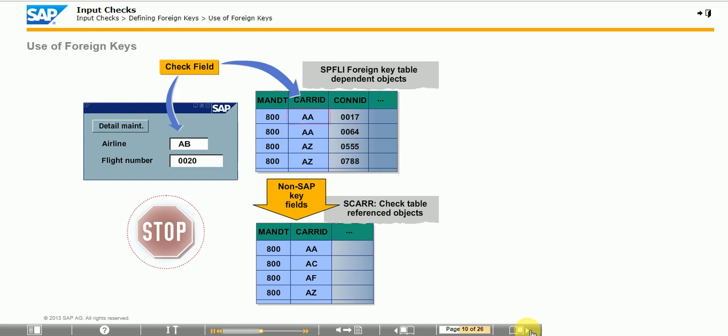For example, a new entry is to be made in table SPFLI for flight schedule. There is a check whether the airline carrier entered is stored in table SCARR for carrier. For field SPFLI-CARRID, the record is only copied to table SPFLI, the foreign key table, if this is the case. A foreign key is defined for field SPFLI-CARRID, the check field. For example, the checks are on this field. The corresponding check table is table SCARR with the primary key fields client and CARRID.